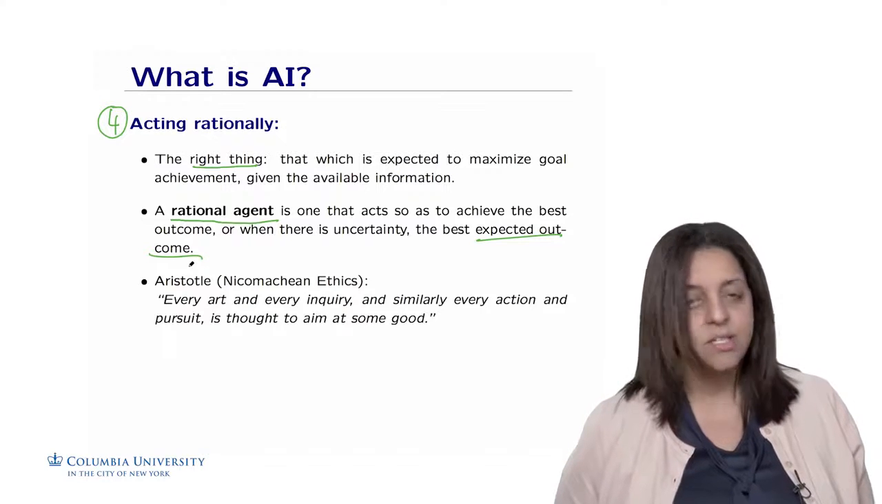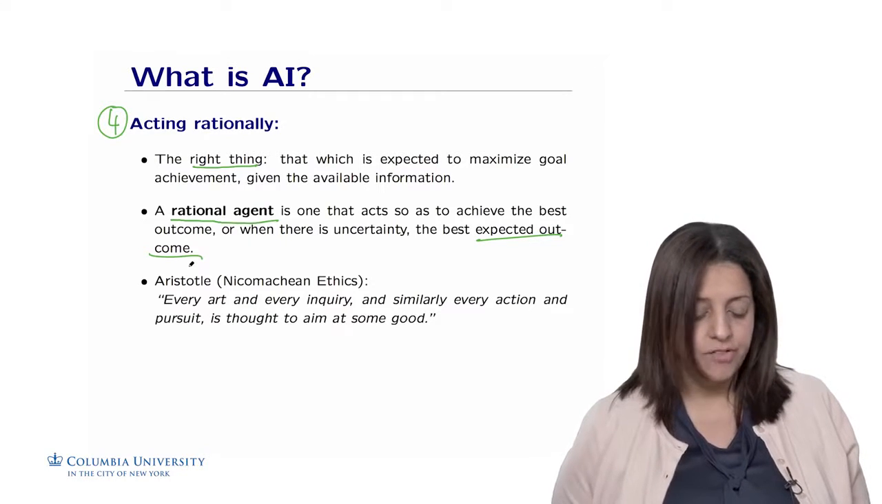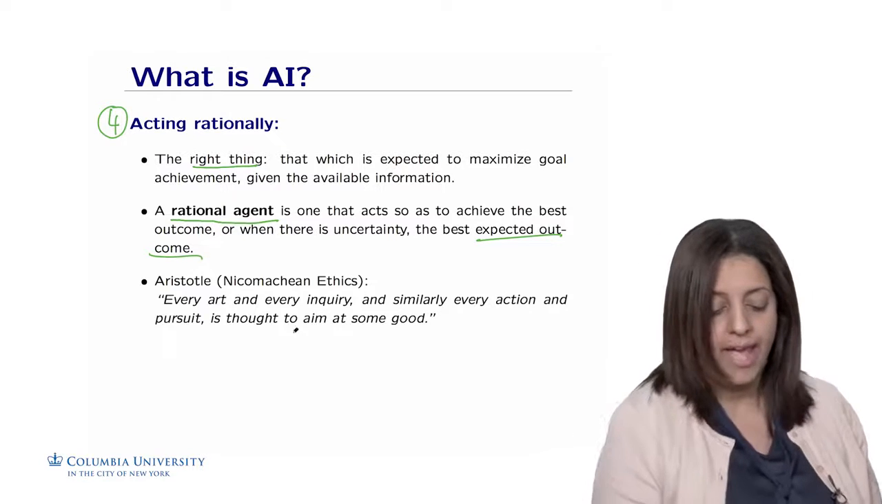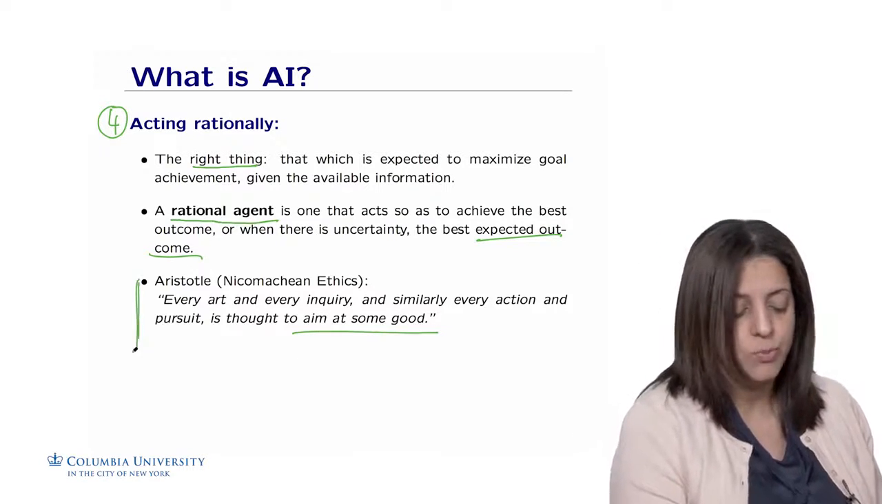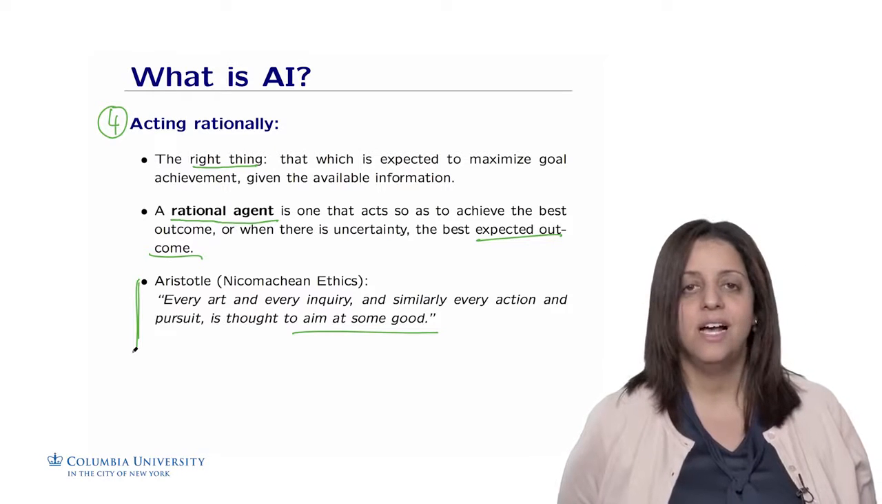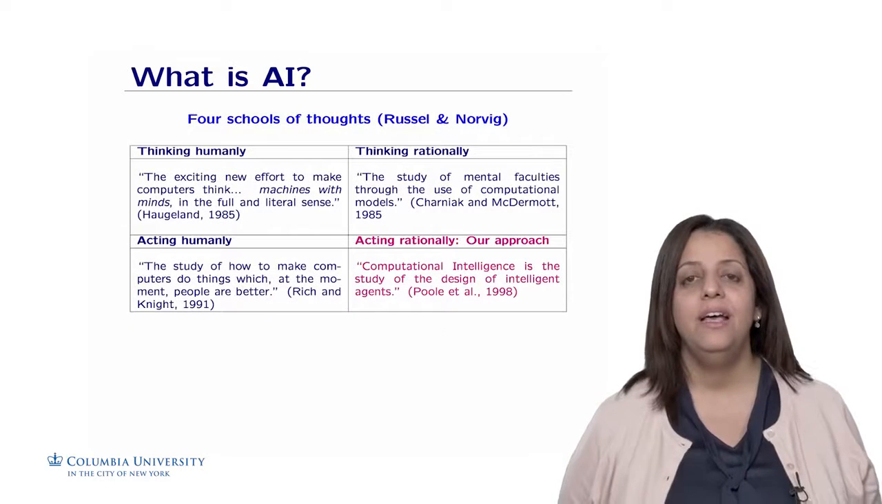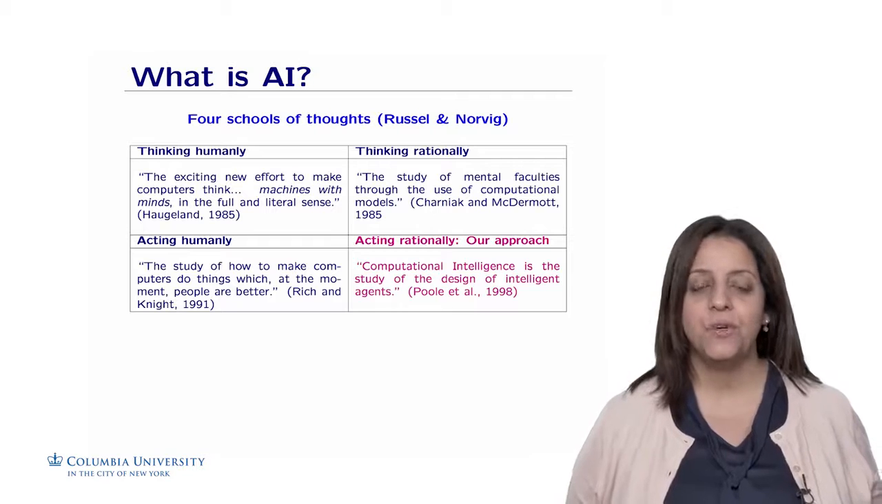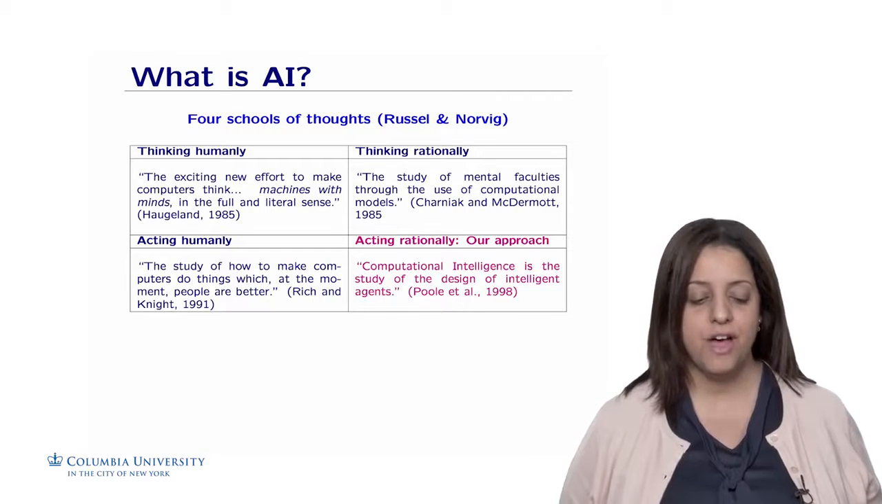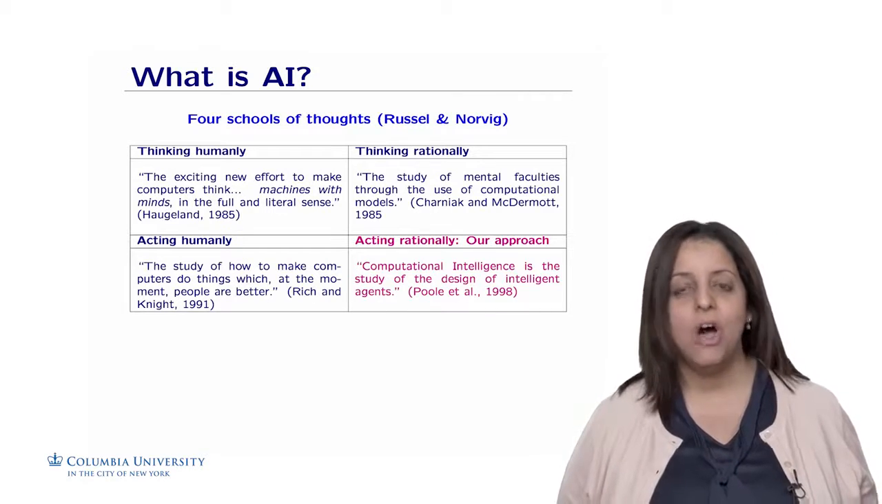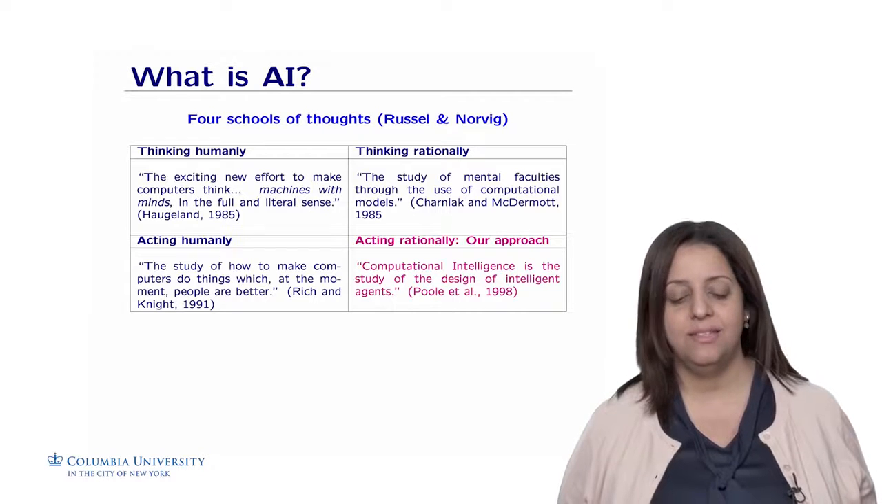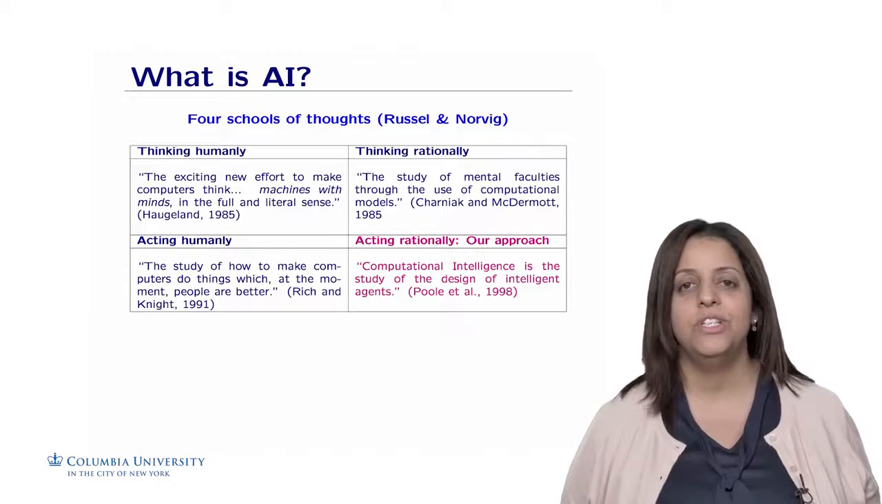We quote here Aristotle when he said, "Every art and every inquiry, and similarly every action and pursuit, is thought to aim at some good." This is exactly the spirit of this school of thought in designing intelligent agents. Finally, in this course, we are going to adopt the fourth line of thought, which is acting rationally, or how to design intelligent systems that act rationally in order to achieve their goals.